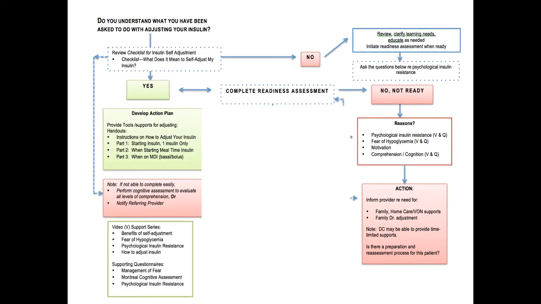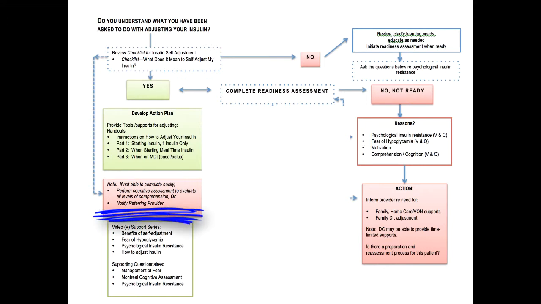If the answer is yes, then you need to develop the action plan, and provide tools and supports for adjusting the insulin. We have created handouts to help you with that, instructions on how to adjust your insulin. Part 1, starting on insulin with one insulin injection only. Part 2 would be when the mealtime insulin is added to that. Then Part 3 would be when it's MDI with both basal and bolus insulin.